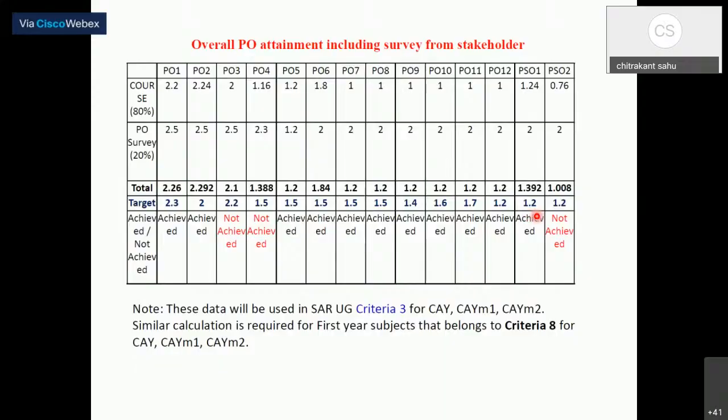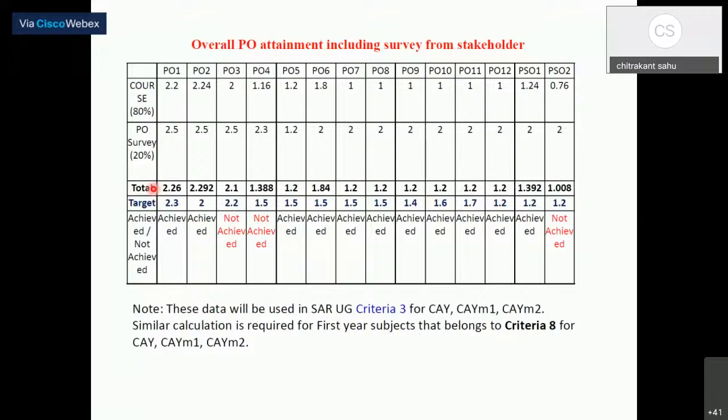Then we combine together the 80% method and the 20% method. There is no bifurcation allowed; NBA has given the guideline that the courses should be 80%, even for programs going for accreditation. They have to fill the information through the online portal, and in the online portal it is fixed as 80%, and the PO survey is only 20%. So you need to fill in the information for all the POs and PSOs for a program, and the survey also for all the POs and PSOs, consisting of knowledge, skills, and behavior.